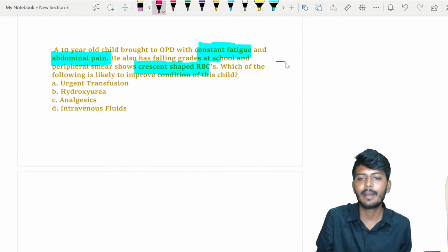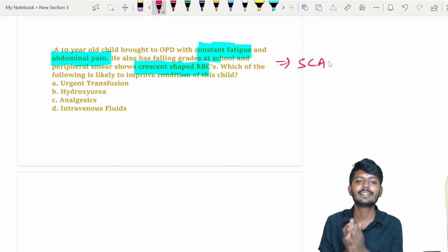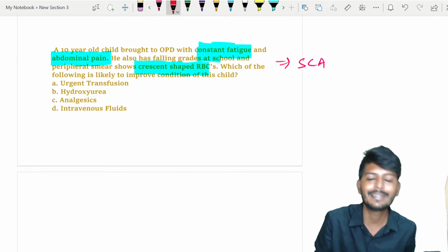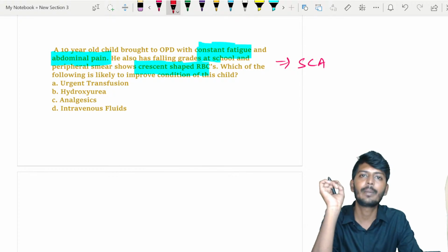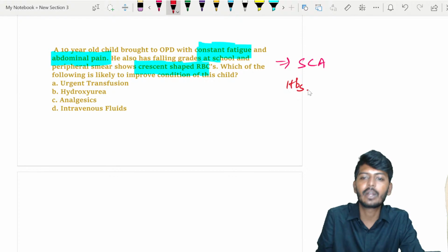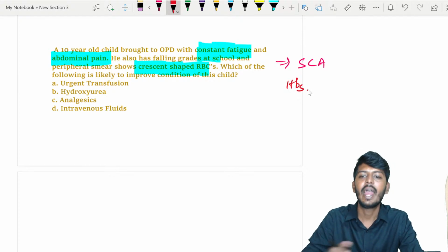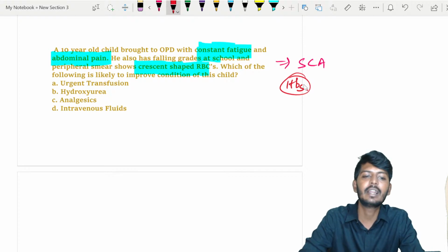So basically, what is happening? This is a case of sickle cell anemia. If there is sickle cell anemia, what will be there? My dear students, please understand. It is due to replacement of glutamate by valine, in which the hemoglobin will be sticky hemoglobin, called HbS. Also, there can be a slight increase of fetal hemoglobin.